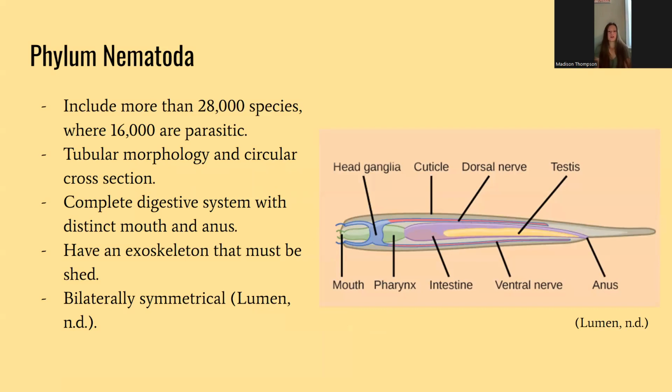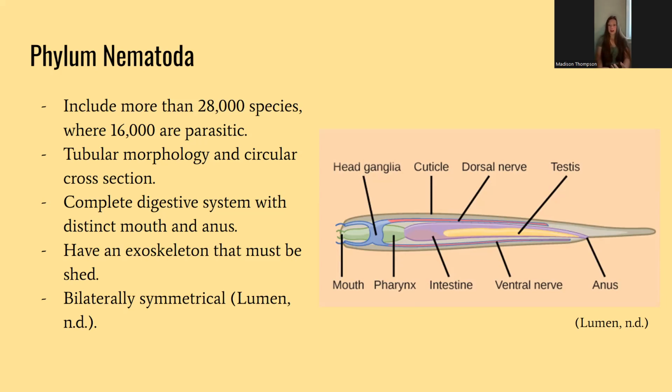The tubular morphology and circular cross-section of this organism are unique to it, and it shows that it's constantly a cylinder. This can be found in other organisms, but it's particularly relevant because this phylum contains mainly ringworms and other parasites. They have a complete digestive system with a distinct mouth and anus, and they also have an exoskeleton that must be shed. They're bilaterally symmetrical, which kind of goes along with the tubular morphology, but it's still important to note because if they're cut in half, they're still symmetrical, even if their cross-section is still a circle. So they have a very definite form.